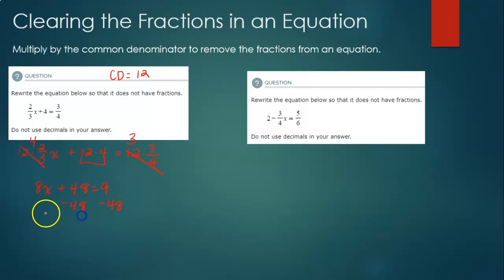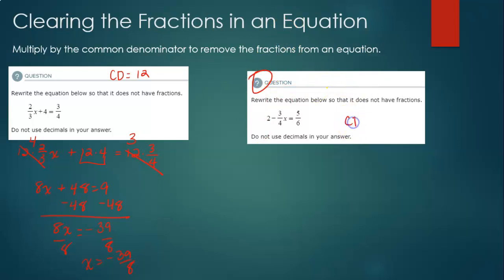We're going to subtract 48 from each side, so 8x equals 9 minus 48. 9 minus 48 becomes negative 39. We're going to divide both sides by 8, and so x equals negative 39 over 8. Pause the video and see if you can do this one on your own.